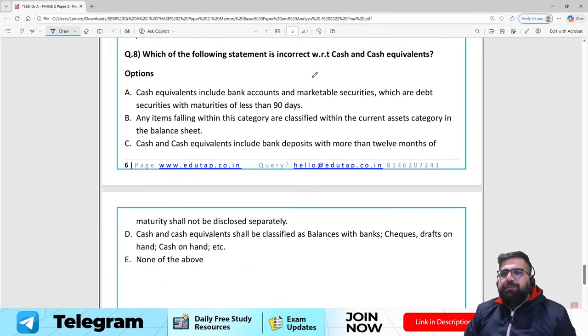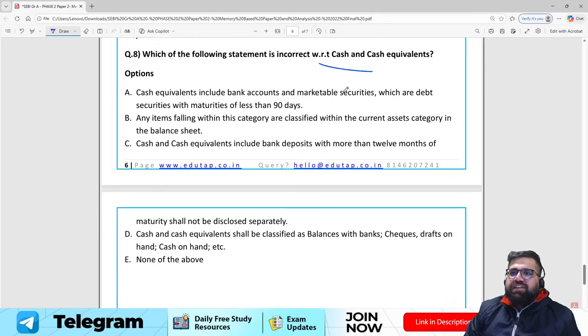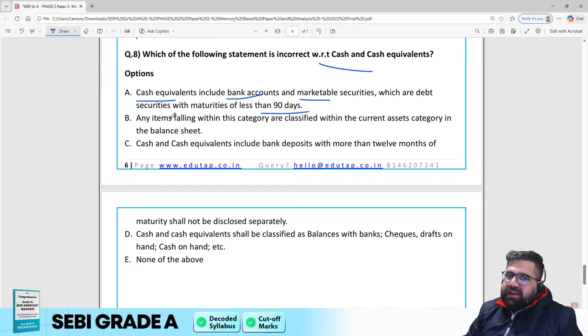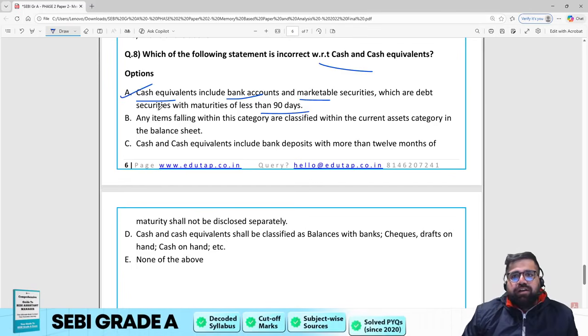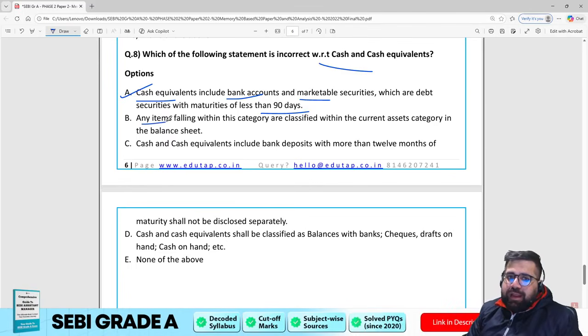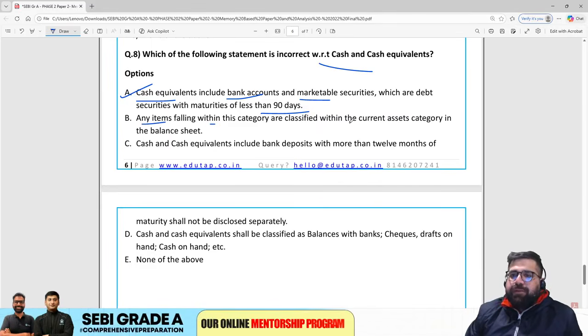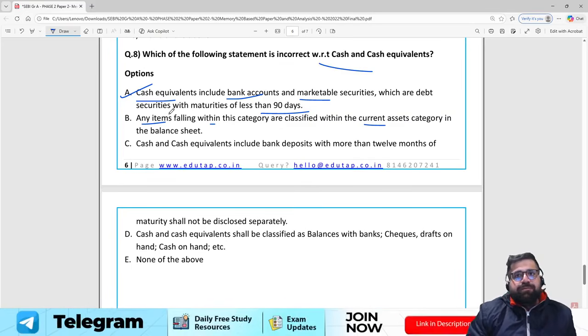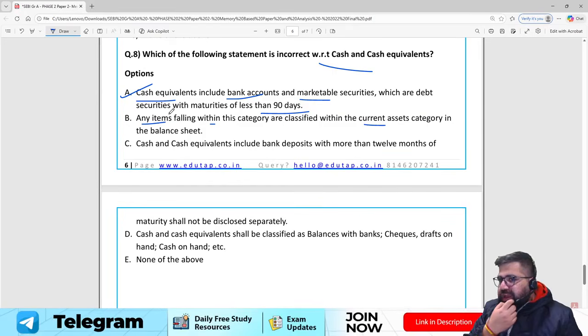Which of the following statements is incorrect with regard to cash and cash equivalents? Cash equivalents include bank accounts and marketable securities of less than 90 days. Yes, this is a definition of cash equivalent. So how can it be incorrect? Any item falling in this category will be classified as current asset. Obviously, yes, because this is maturing. This will help you to get the money in less than 90 days only. And for current asset, the limit is 1 year.